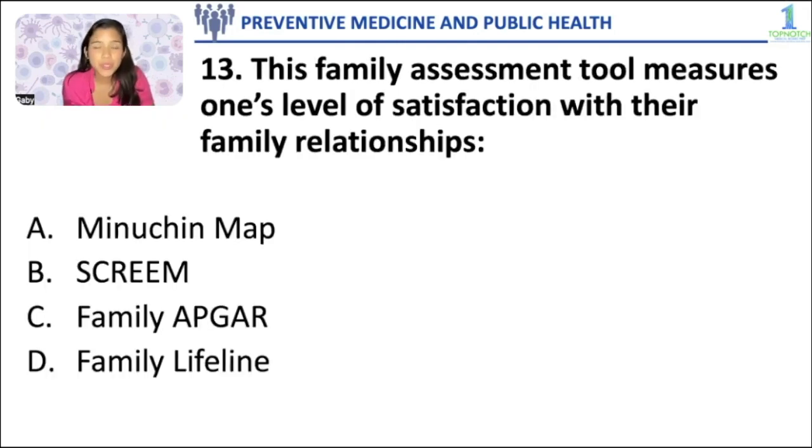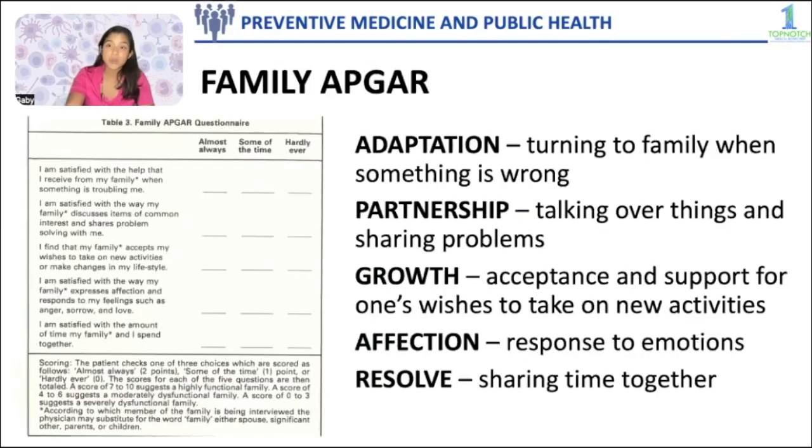This family assessment tool measures one's level of satisfaction with their family relationships. Is it the Minukin map, Scream, Family Apgar, or your family lifeline? So remember the answer here, kapag satisfaction, family satisfaction, that's your family Apgar. So Apgar is an acronym that stands for adaptation, partnership, growth, affection, and resolve. And you typically score this by giving people a questionnaire where they either answer almost always, some of the time, or hardly ever. Okay, so some of the time will give you 1 point, almost always will give you 2 points, and hardly ever will give you 0 points. And that would let you know how functional or dysfunctional a family is.